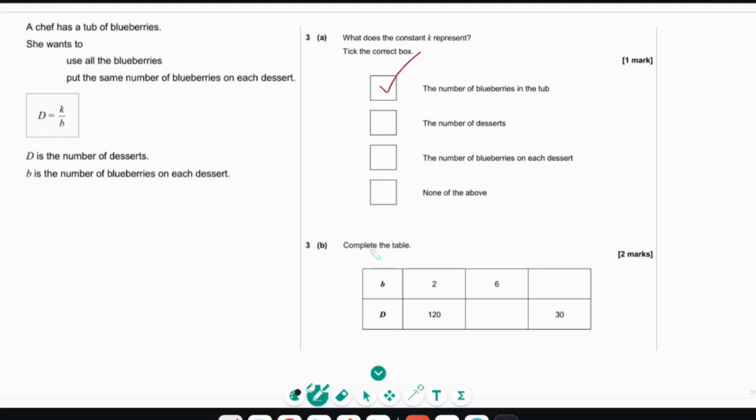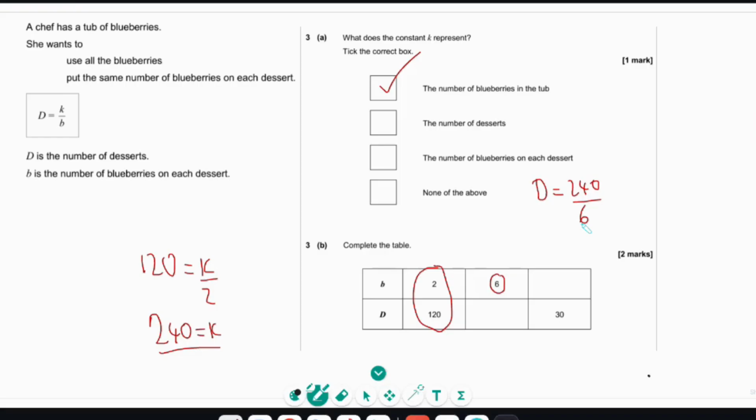Complete the table. So I'm going to work out what K is, i.e. the number of blueberries in the tub, from these values here. When D is 120, B is 2. Times both sides by 2 gives you K is 240. 240 blueberries in the tub. So what is D when B is 6? D is equal to K over B. We know K is 240. 240 divided by 6 is 40.